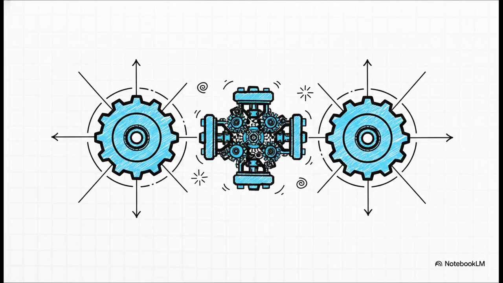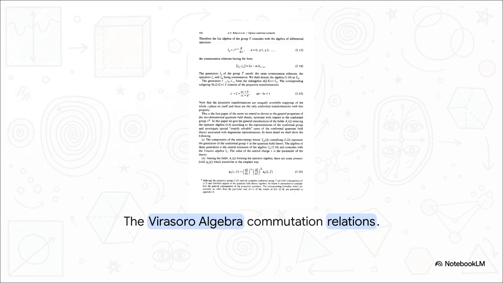So the absolute key takeaway here is that because the stress-energy tensor is traceless, it guarantees the theory possesses scale symmetry, and it's also invariant with respect to coordinate transformations. Now, the Virasoro algebra commutation relations are almost like a beautiful mathematical artifact.